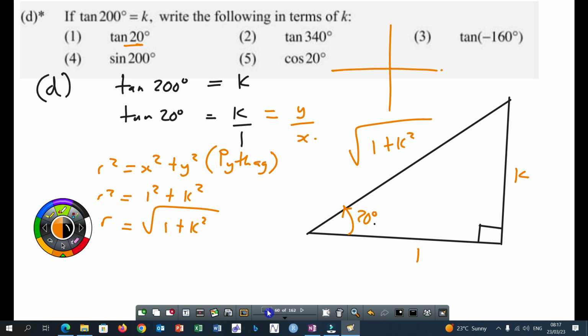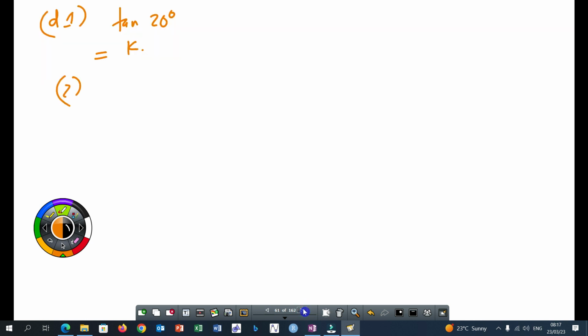And then tan 340 degrees. If you use the reduction, we know that 340 is in the 4th quadrant. Tan is what? Negative. So this will be equal to minus tan 20 degrees. So the answer will be negative k. Are you following how I got minus k? I used reduction.